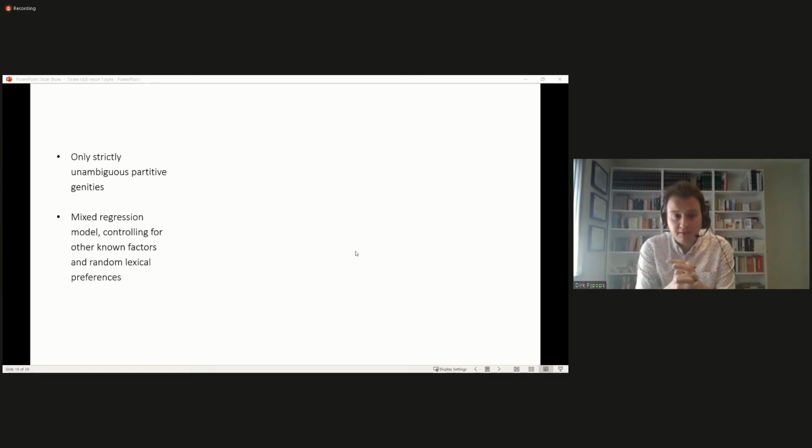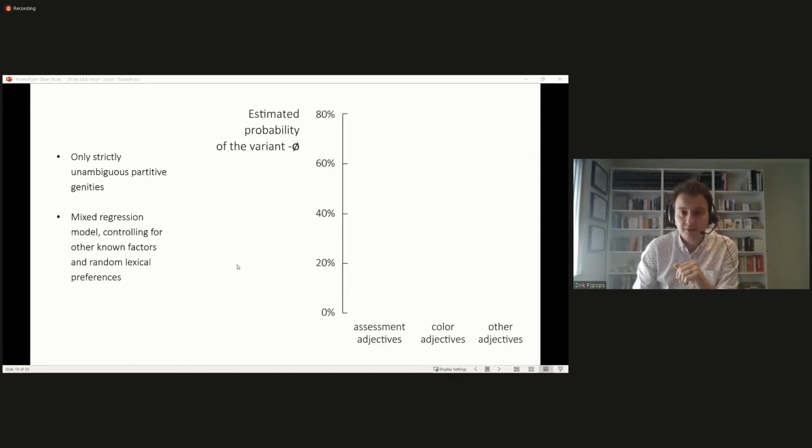And then we built a mixed effects regression model, so a logistic regression model that controlled for all other known factors to affect the alternation, and also included a random effect with random slopes for the individual partitive genitive phrases. And one of the predictors that we introduced into this model was adjective type, which distinguished between the assessment adjectives, the color adjectives, and all other adjectives. And then we looked at the effect plot of this variable, which visualizes the estimated probability of the variant without S ending, so estimated by the model.